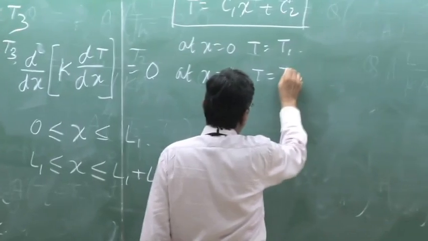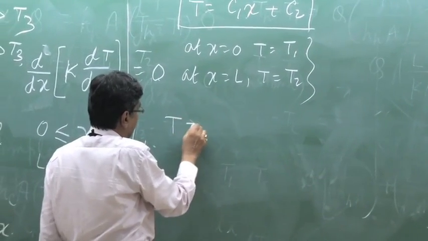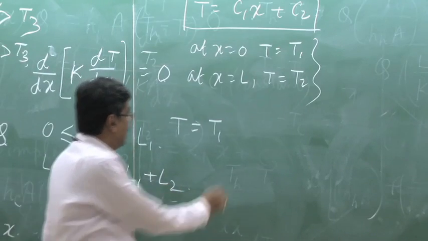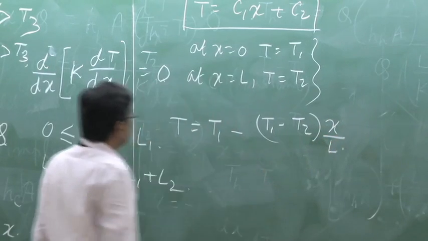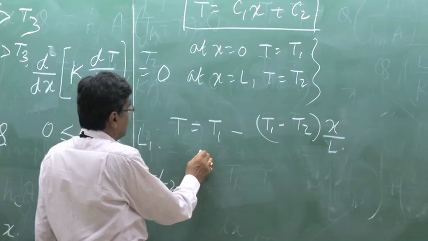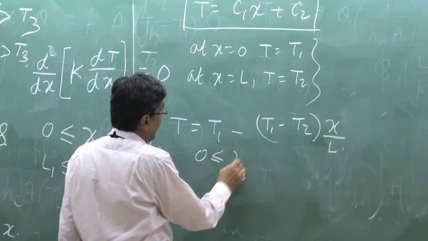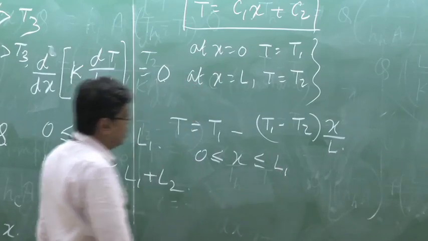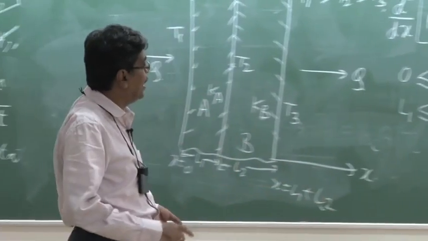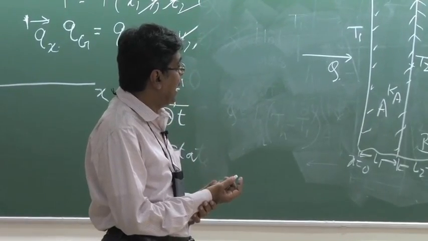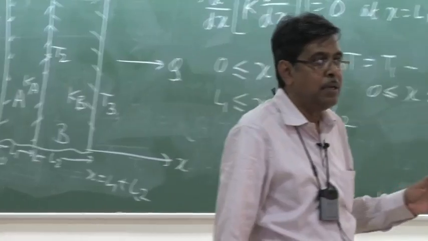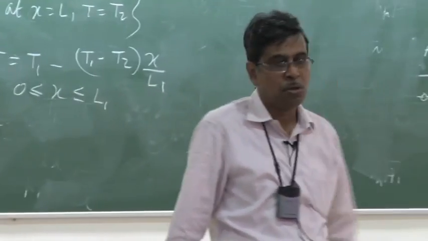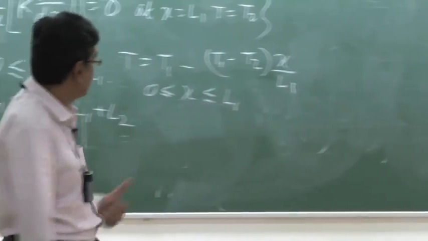At x equals L1, T is equal to T2, and we immediately get an expression: T is equal to T1 minus (T1 minus T2) times x by L1, which is valid for 0 less than or equal to x less than or equal to L1. So at x equals 0, T1, and at x equals L1, T2. Clear? x by L1. Any problem? Please tell. If I make any inadvertent mistake while doing so, please immediately detect it and tell me, sir. So it is L1.